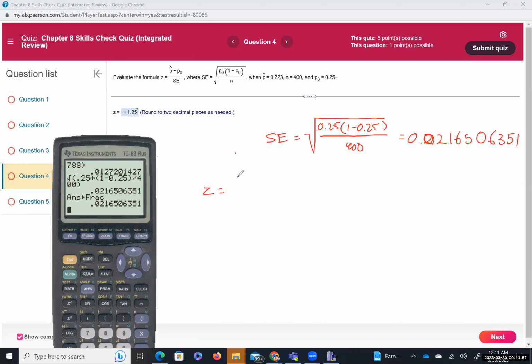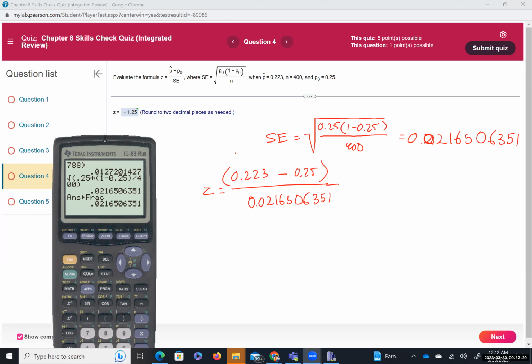Z will be equal to P hat, which is 0.223, and then minus P sub 0, 0.25, and everything divided by SE, which is 0.0216506351. Right? Okay, so make sure you're using the calculator, you have the parentheses at the top.